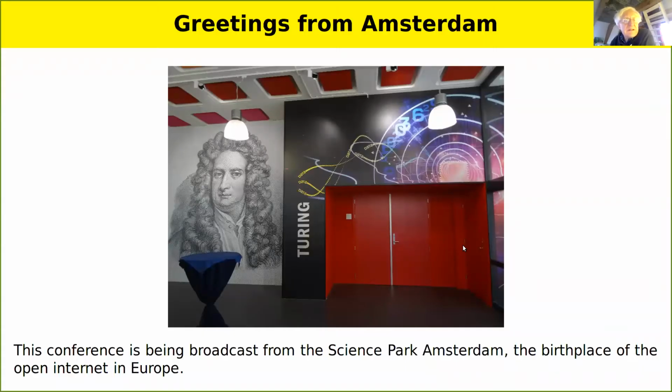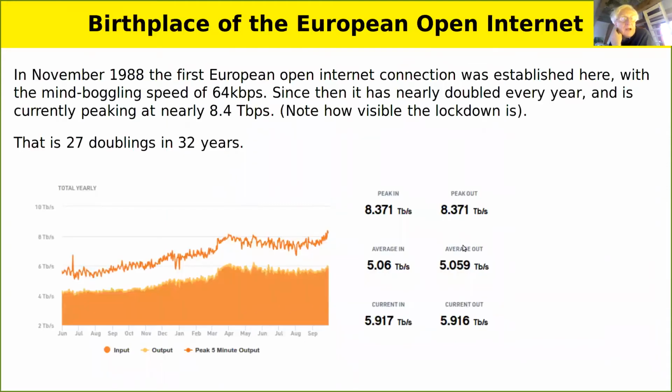Well, this conference is being broadcast from the Science Park, Amsterdam, which was, as it happens, the birthplace of the open internet in Europe. In November 1988, 32 years ago just about, the first European open internet connection was established here with the incredible speed of 64 kilobits per second.